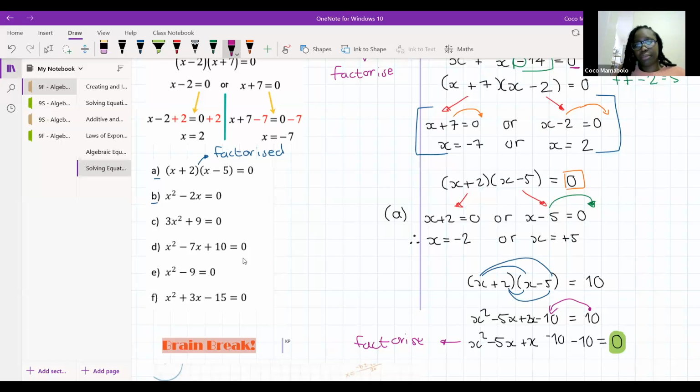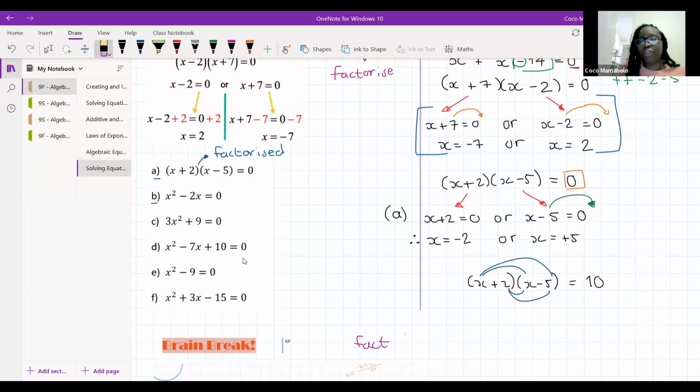Yes, ma'am. Does that make sense? So if we have a number on the other side, then we must do FOIL, move everything over to one side, and then factorize again. Okay, ma'am, I understand. Excellent. Thanks. You're very welcome, my boy.